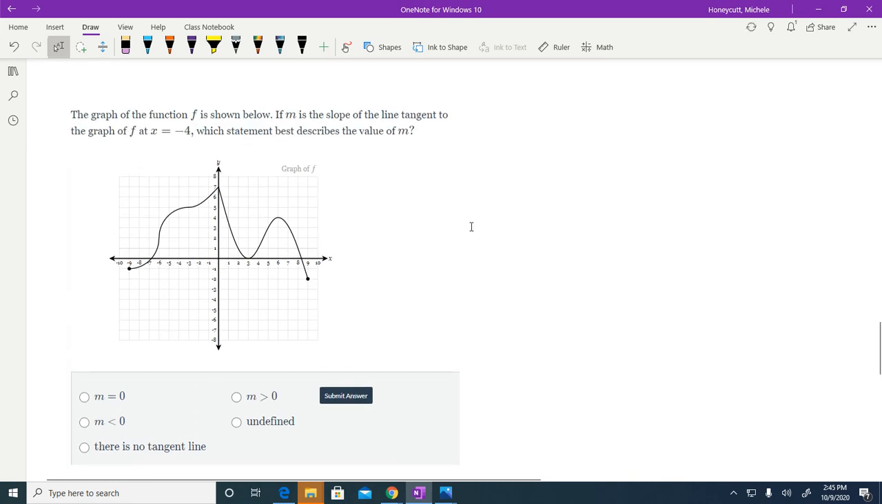Then we have this function. The graph of the function f is shown below. If m is the slope of the tangent line to the graph at x equals negative 4, which best describes the value of m? So here's negative 4. I'm going to sketch in a tangent line. Looks like I'm drawing a line with a positive slope. So the slope would be positive. I would pick that option.